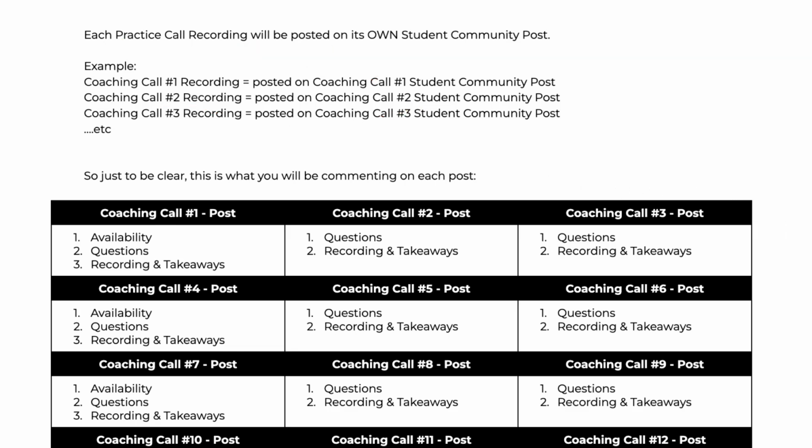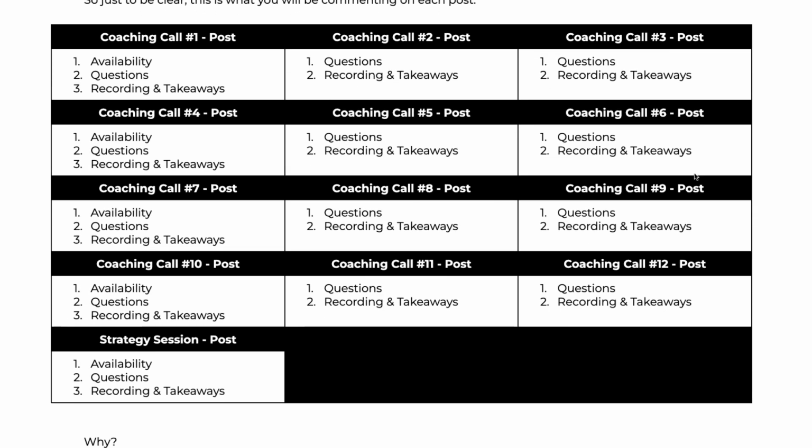And so just to be clear, what's going to happen is that on the student community posts for these calls, for coaching call 1, you're going to be posting your availability. You can post any questions that you have about coaching call number 1 on that post as well. And you can post your recording and your takeaways. But then for the coaching call number 2 post, you notice there is no availability. You're only posting questions that you have specifically to coaching call number 2, and you're posting your recording and takeaways for coaching call number 2.